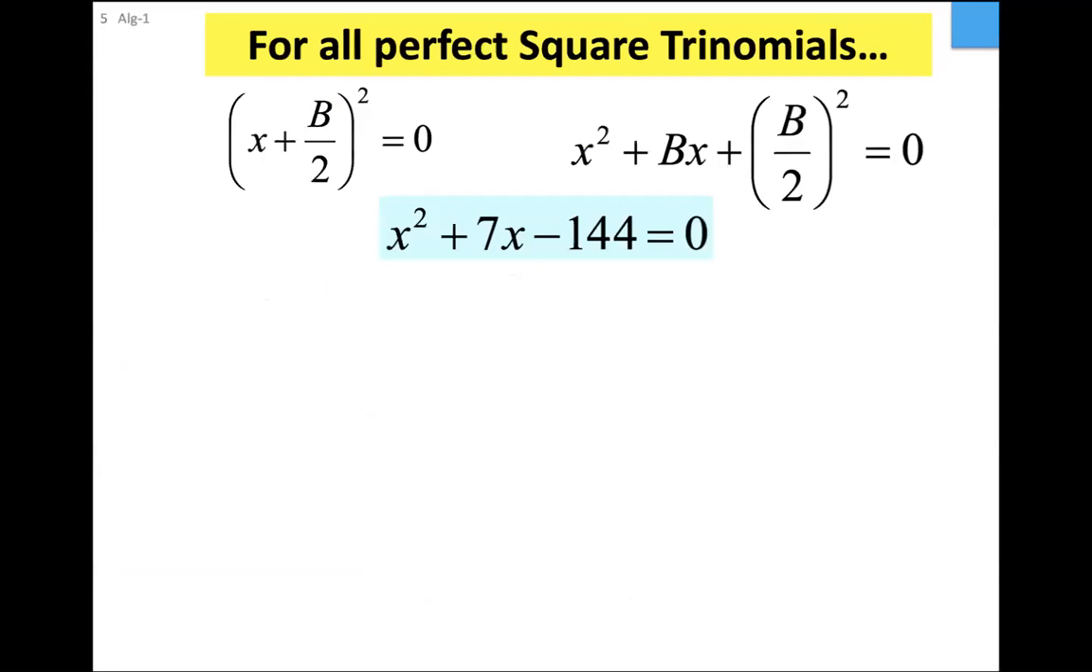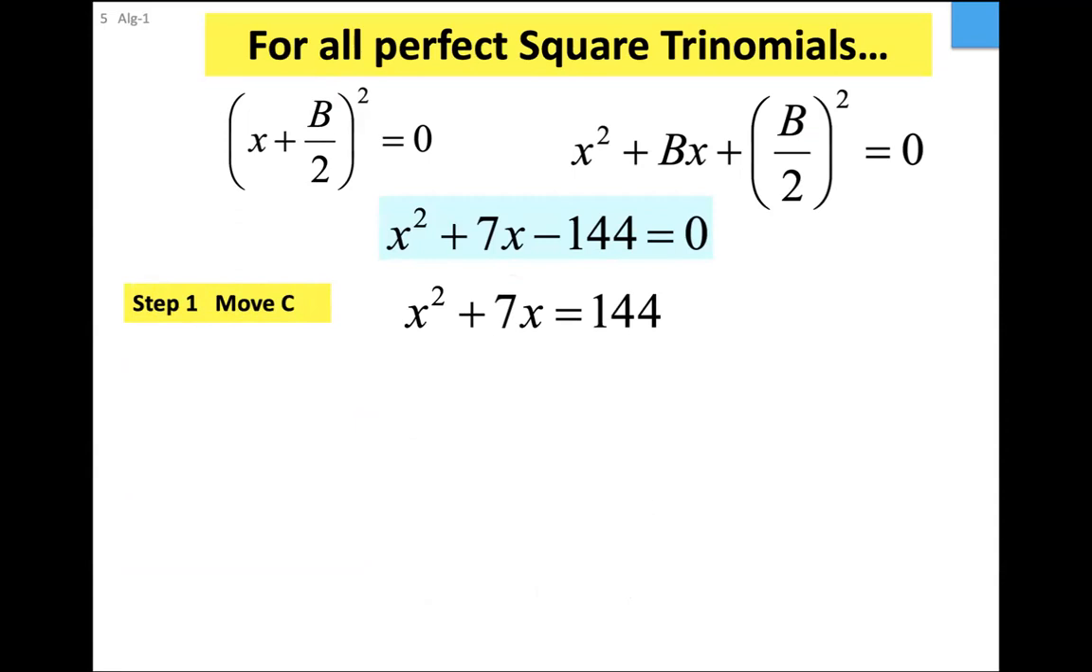So when B is odd, things go badly very quickly. B is odd here. All right, so get rid of the C. Add 144 to both sides. Make a new C. This is where it goes badly. Why? Because B is not even. When we divide an even number by 2, we get a nice friendly number. When we divide an odd number by 2, we get a fraction.